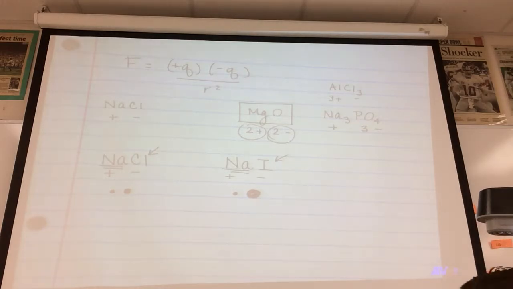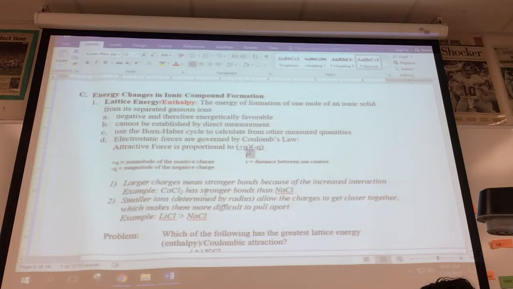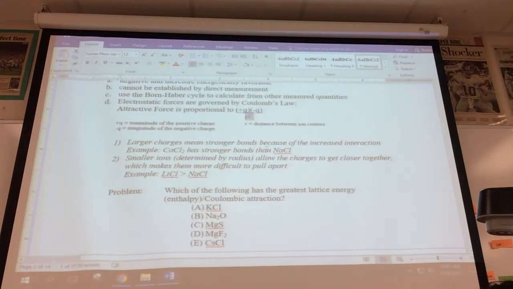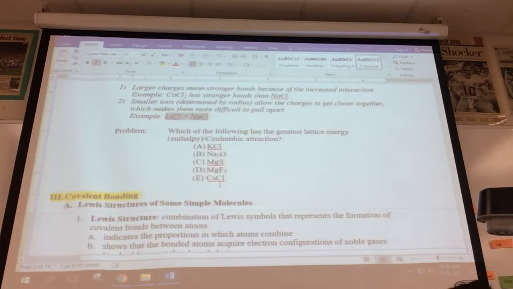All right, so what you're seeing here, it says larger charges mean stronger bonds because of the increased interaction. So calcium chloride would have stronger bonds, stronger ionic bonds. How come? Why would calcium chloride's bonds be stronger? You have 2 plus and 1 minus here versus 1 plus, 1 minus. You don't care how many of each you have, just the charge. Now with the smaller ions, as I said, if you have 1 plus, 1 minus, you got to look at the radius.